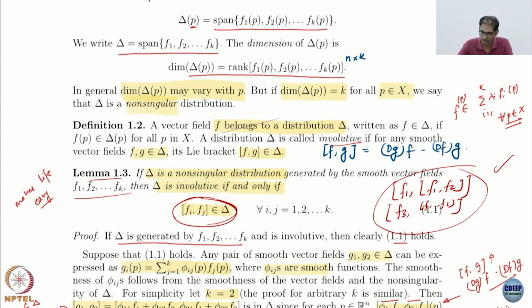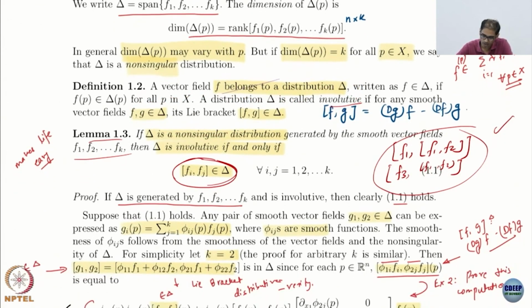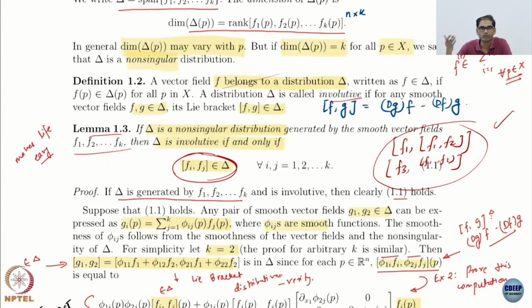The bigger question is, if you start with this, that only their combinations are in delta, then can you claim that the distribution is involutive as per this definition? Okay. How do we go about it? We take some two vector fields, g1 and g2 in delta. Now the important thing is, because g1 and g2 are in delta, and that happens at all points, you should be able to write them as a linear combination of the fi's. That's the only way g1 and g2 can belong to delta, right? Because they have to be the linear combination of the fi's, right?